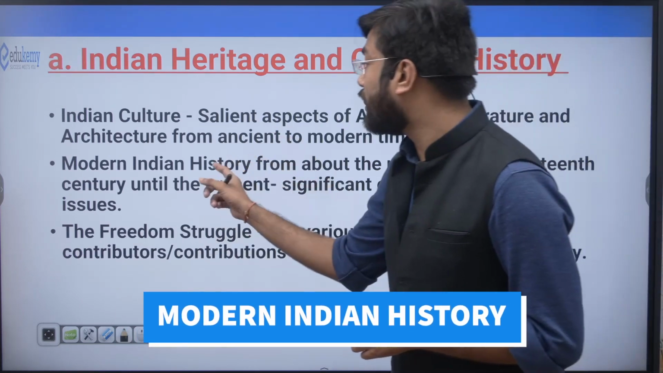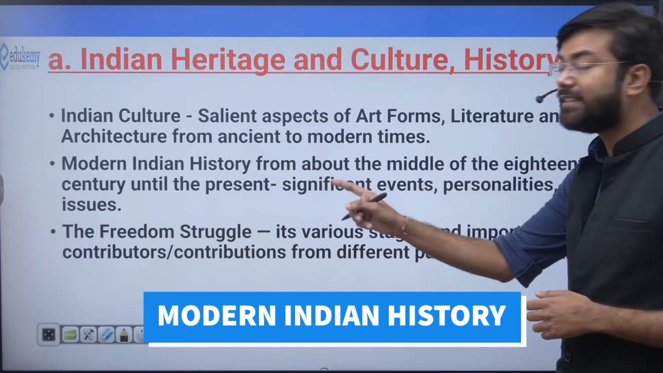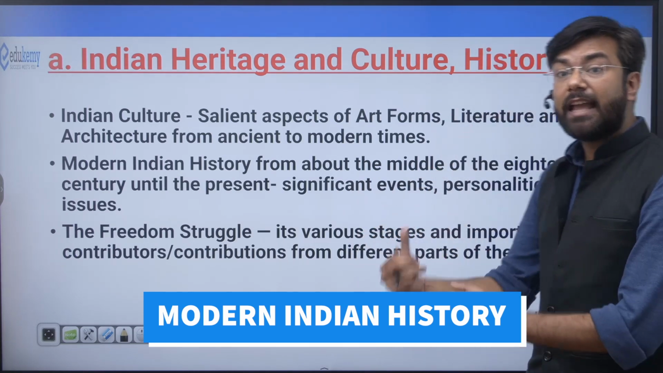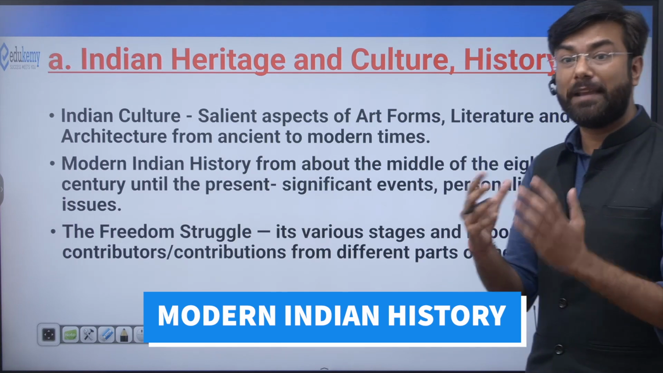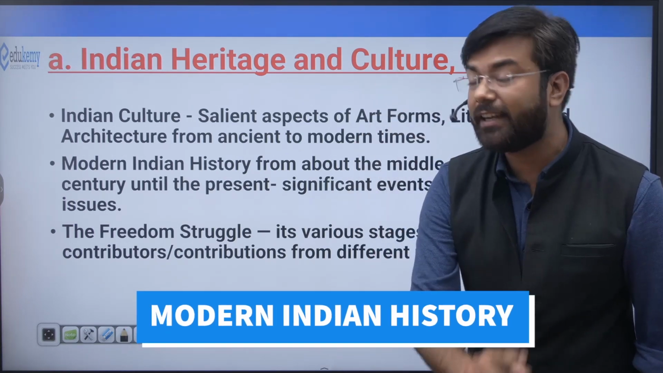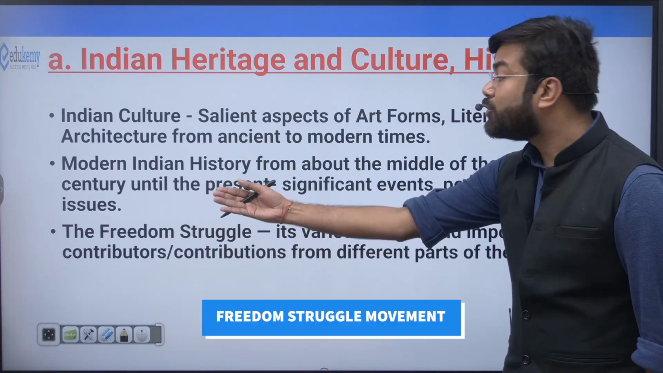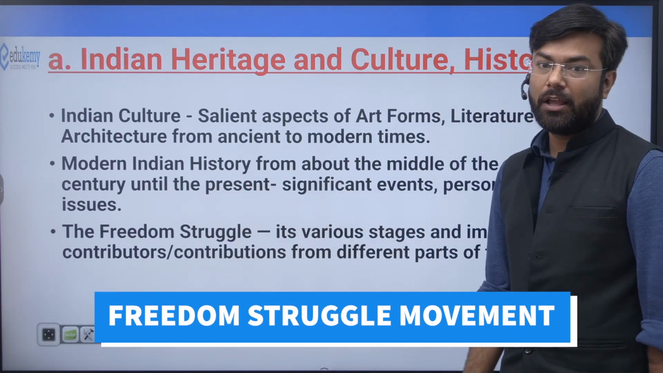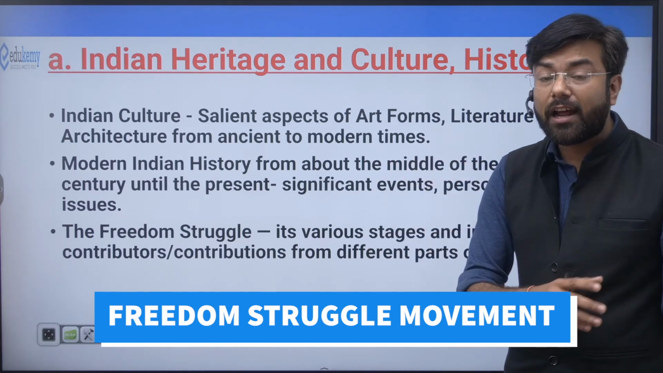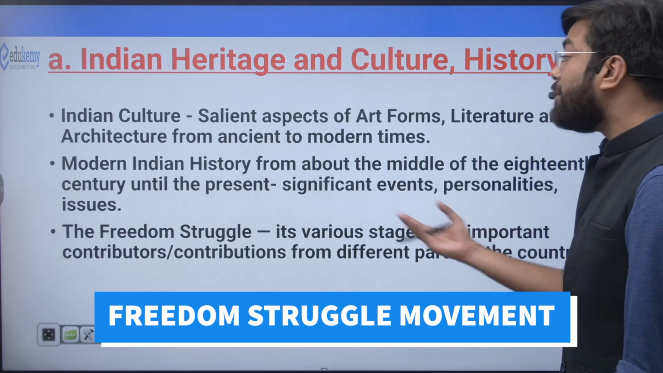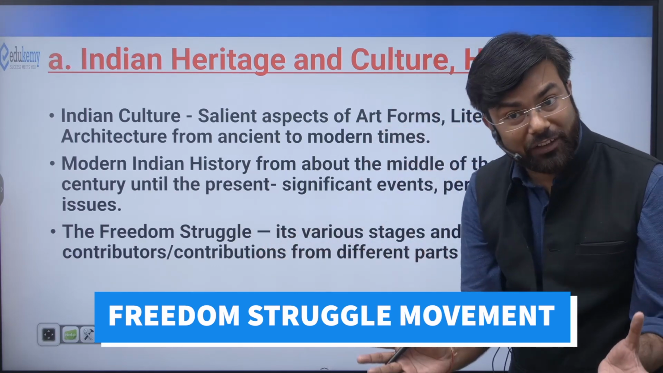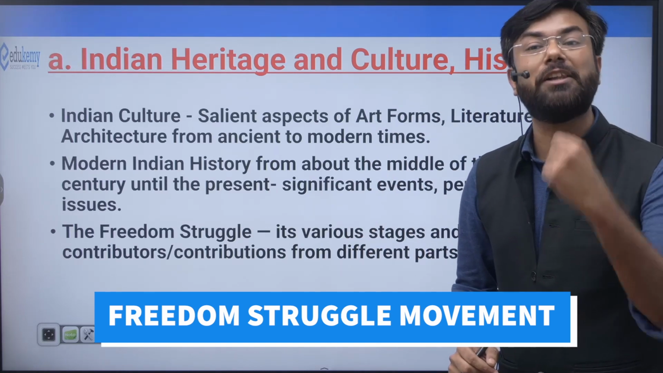The second part is modern Indian history from about the middle of the 18th century until the present, where significant events, personalities and issues will be asked. The modern Indian history is further divided, as the syllabus says, into the freedom struggle movement, where they can ask you about various stages like pre-Gandhian era, post-Gandhian era, and important contributors and contributions from different parts of the country in the freedom struggle movement.